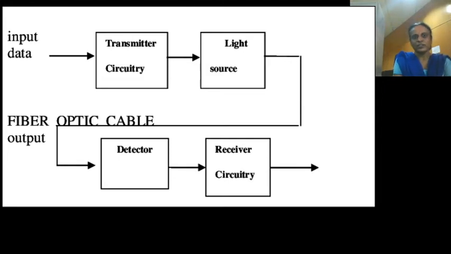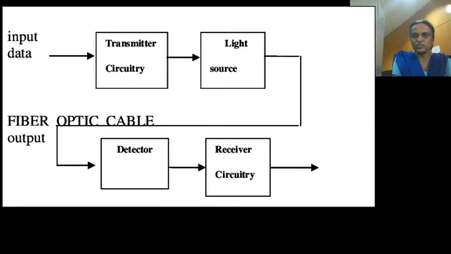Now coming back to the fiber optic cable here, see, fiber optic cable is just a transmission media between the transmitter and the receiver circuit. At the transmitter you have a light source, and this light source can be either an LED or a laser. LEDs are used for short distance communication, whereas laser sources are used for long distance communication. Hence, the two major light sources we are using here are the LED light source and the laser light source.